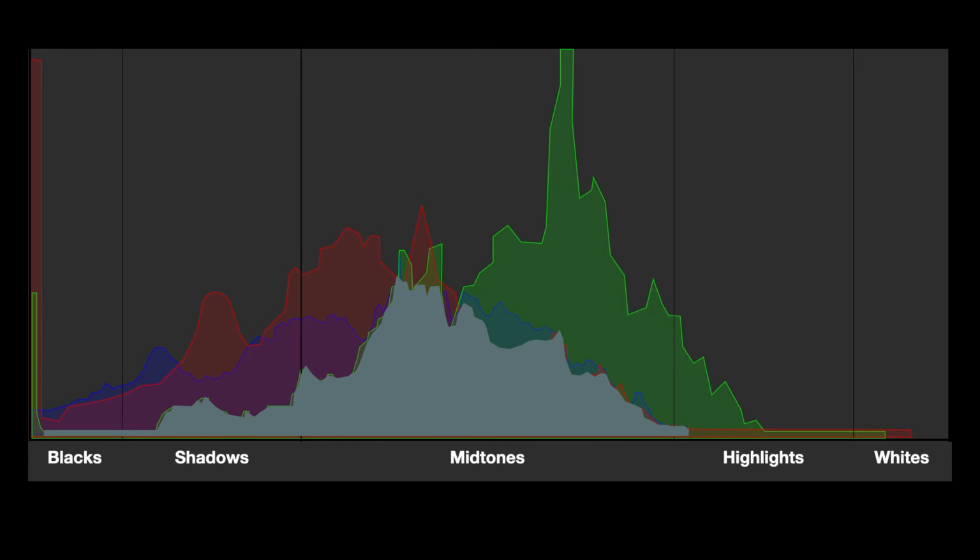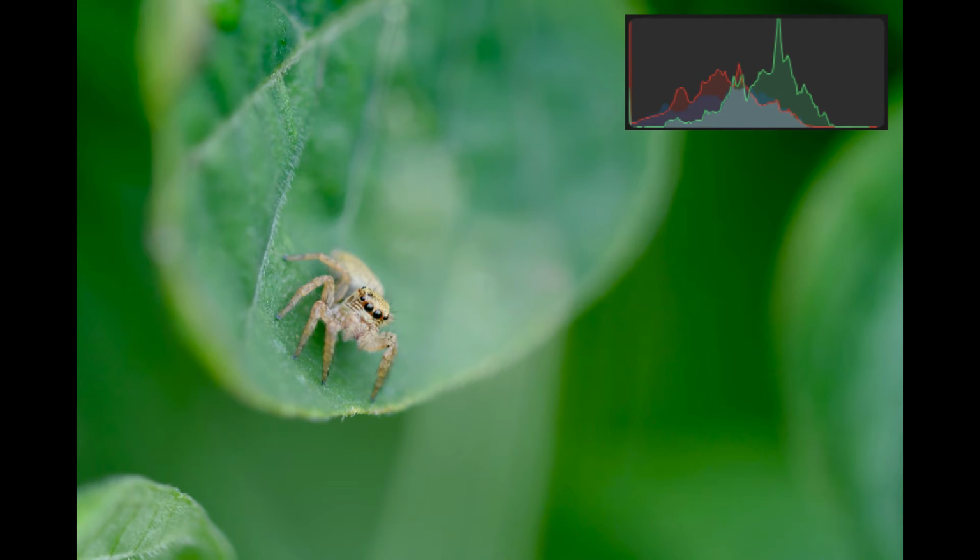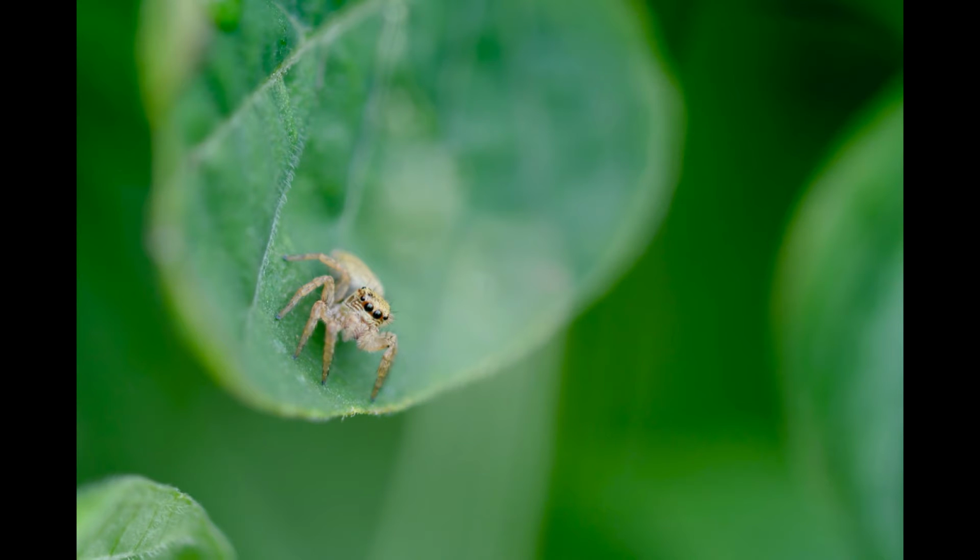Here is an RGB histogram. Each color, red, green, and blue, has its own graph. And where the colors overlap, you can see that that is gray. Now remember, a histogram is just a graph of the different pixels of an image.